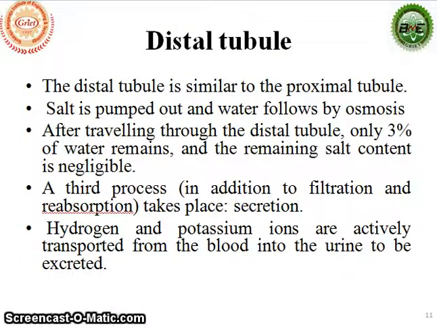The distal tubule is similar to the proximal tubule. Salt is pumped out and water follows by osmosis. After traveling through the distal tubule, only 3% of the water remains and the remaining salt content is negligible. A third process, in addition to filtration and reabsorption, which takes place is called secretion. Hydrogen and potassium ions are actively transported from the blood into the urine to be excreted.